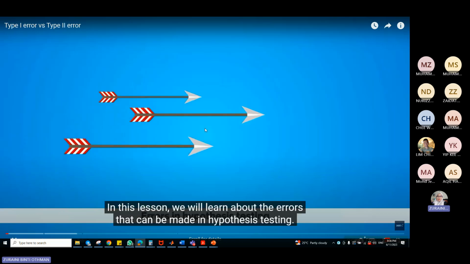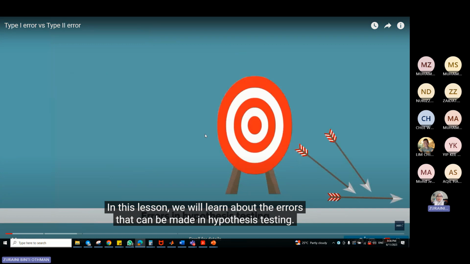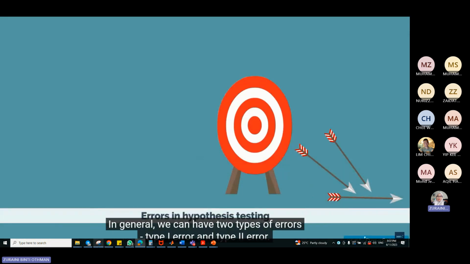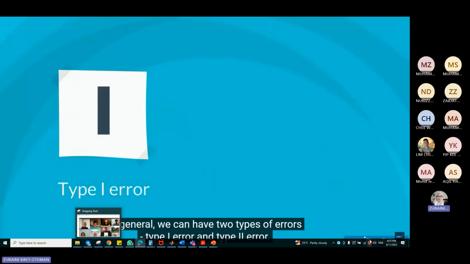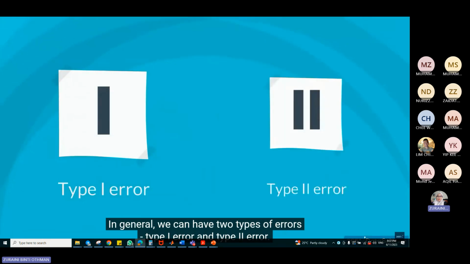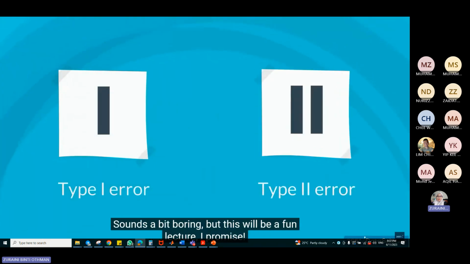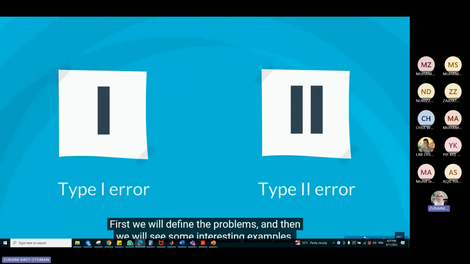In this lesson, we will learn about the errors that can be made in hypothesis testing. In general, we can have two types of errors, type 1 error and type 2 error. Sounds a bit boring, but this will be a fun lecture, I promise. First, we will define the problems, and then we will see some interesting examples.